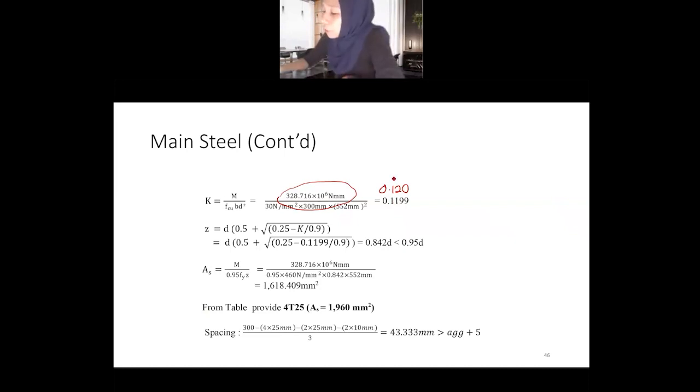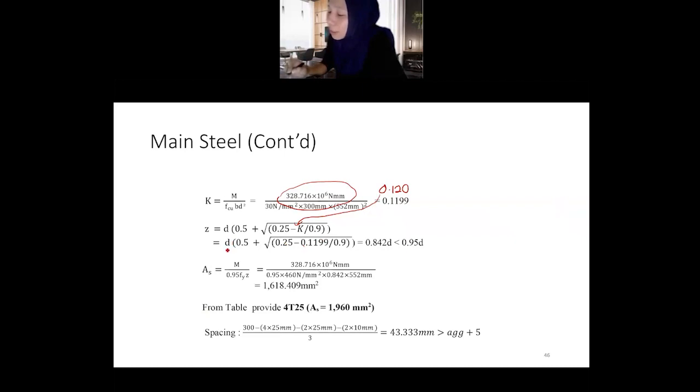After you get the value of K, we need to calculate Z, which is the lever arm, to know where the bending is and where the tension is. So we want to check that. Just put this 0.12 into K. The others, leave as 0.5 and 0.25. Replace the value of K.